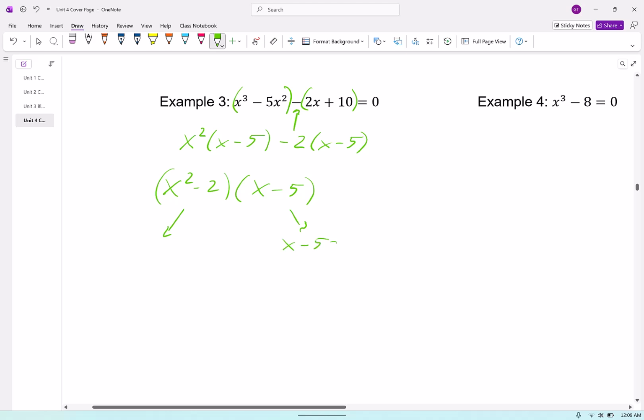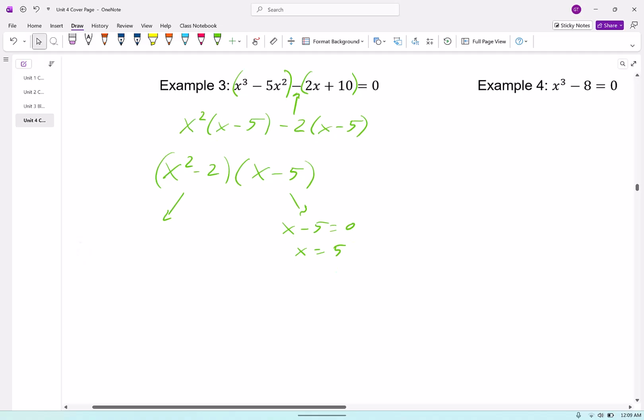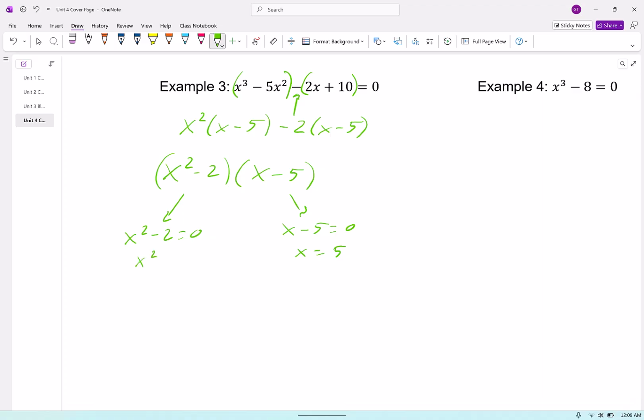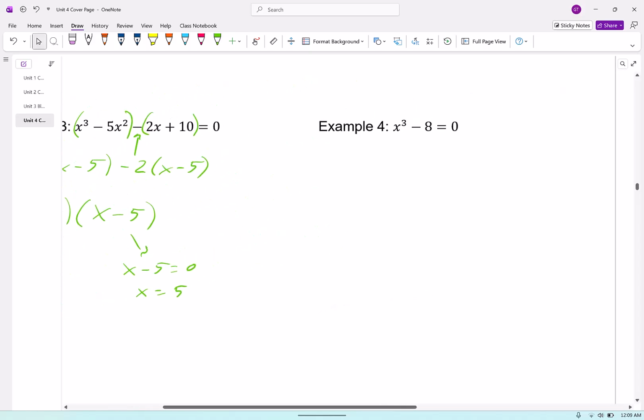So I got x minus 5 equals 0, x equals 5. I got x squared minus 2 equals 0. I can get x squared equals 2. Take the square root of each. I got x equals plus or minus square root of 2. So those are my two solutions. Try out number 4 if you haven't already.